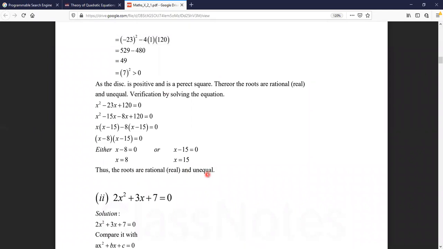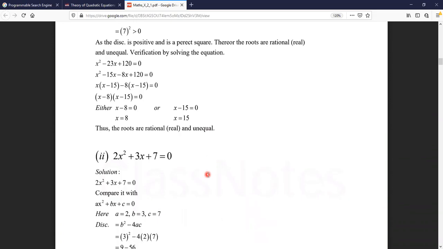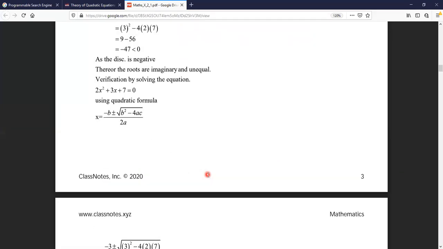If your answer is not coming right, it means you have made a mistake in your solution of the equation, or maybe the mistake is in the discriminant. So it is the verification to check the roots, whether the answer is coming right or wrong. Okay, look at the second part.